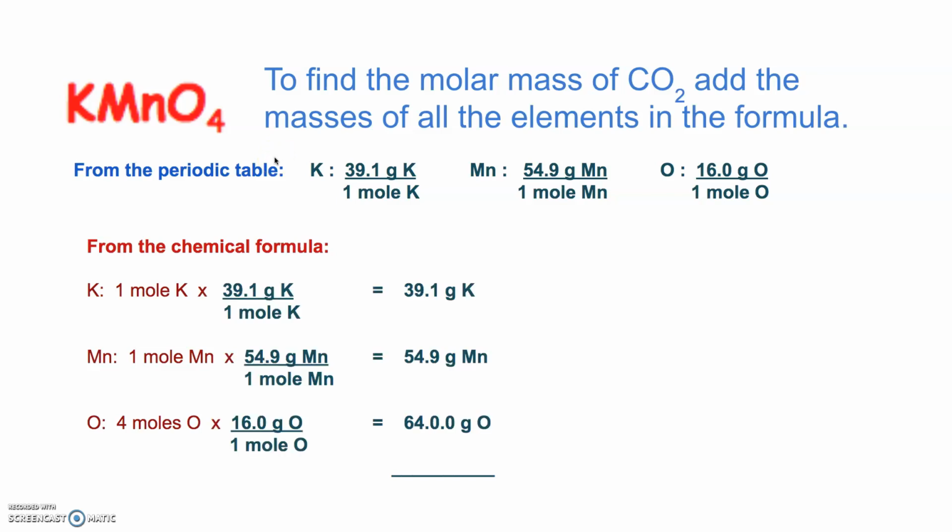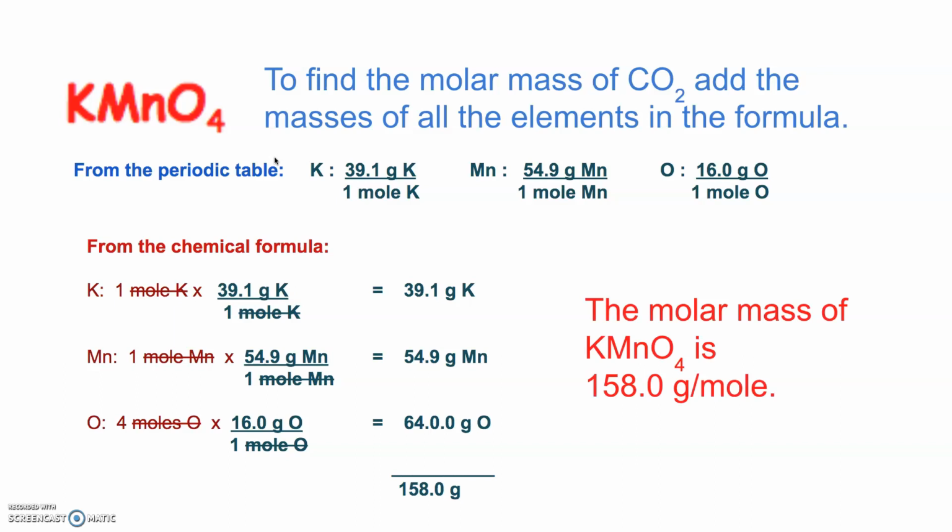So we can use the molar masses of each element as a factor, and we arrange them so that the units of measure cancel out. The moles of potassium cancel out, and we can figure out the number of grams of potassium. Moles of Mn cancel out. We can figure out the number of grams of Mn, and similarly we can figure out the number of grams of oxygen. When we add all those numbers together, all those masses of the elements, we get the mass of 1 mole of the whole compound. The molar mass of KMnO4 is 158 grams per mole. All we needed was the formula and a periodic table.